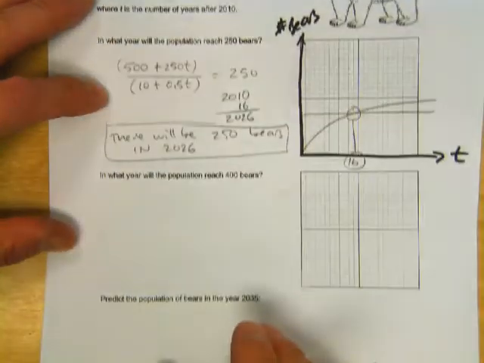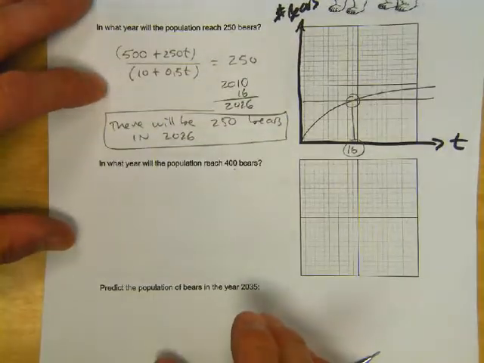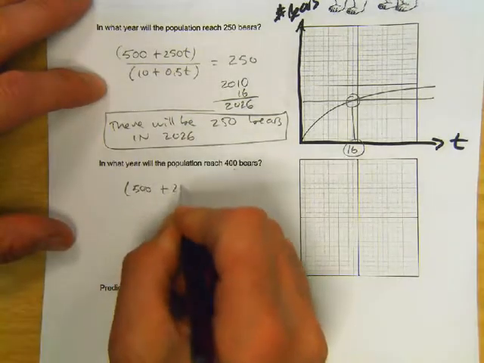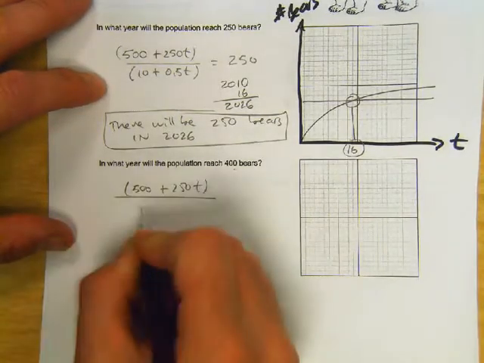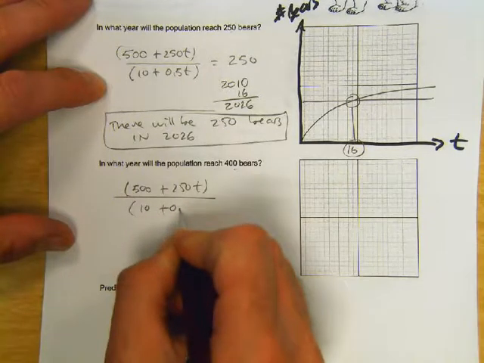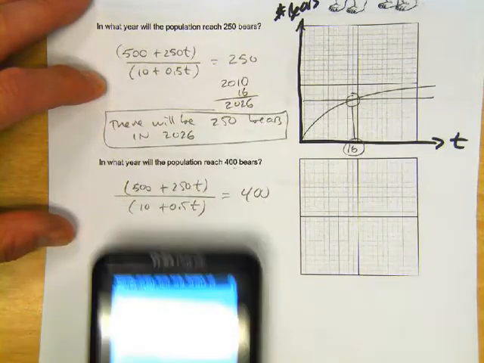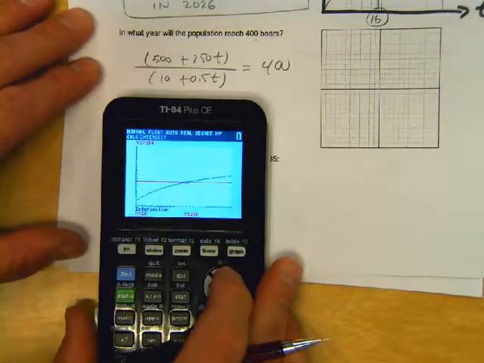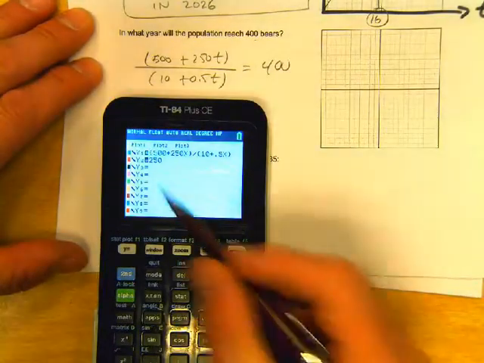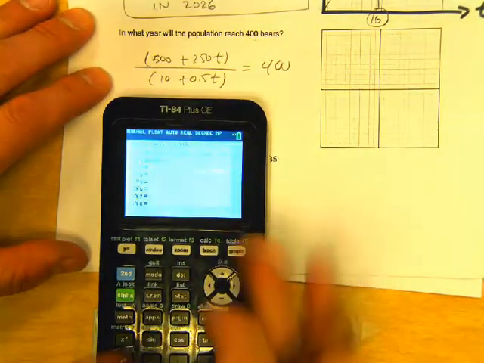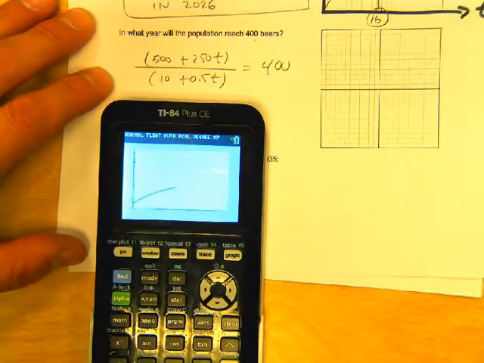There will be 250 bears in 2026. Now the next question is, when will it reach 400? Well, it's the same equation, equal to 400. Now my calculator is all set up for this, except I just need to go into y equals and change that to 400.